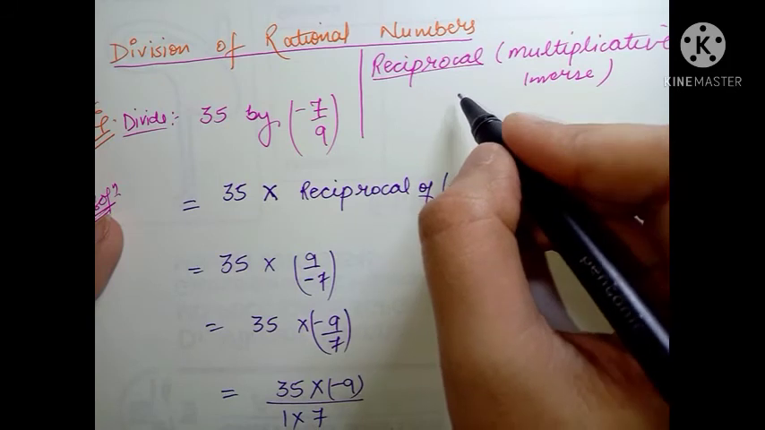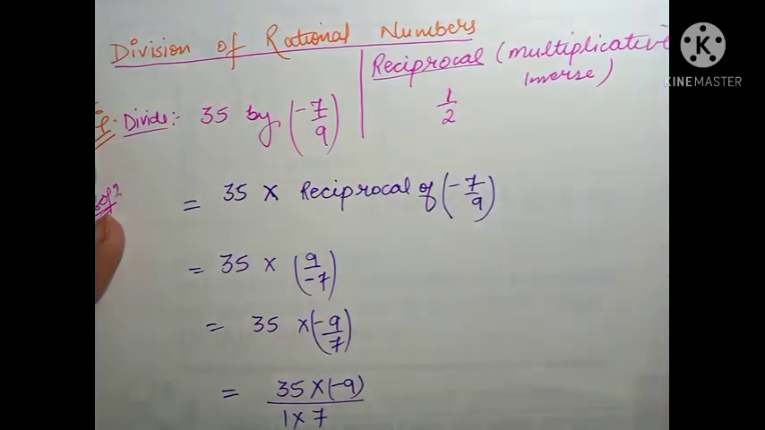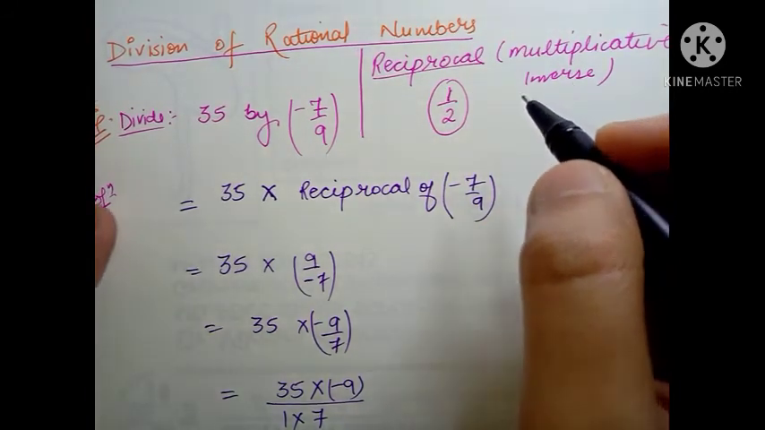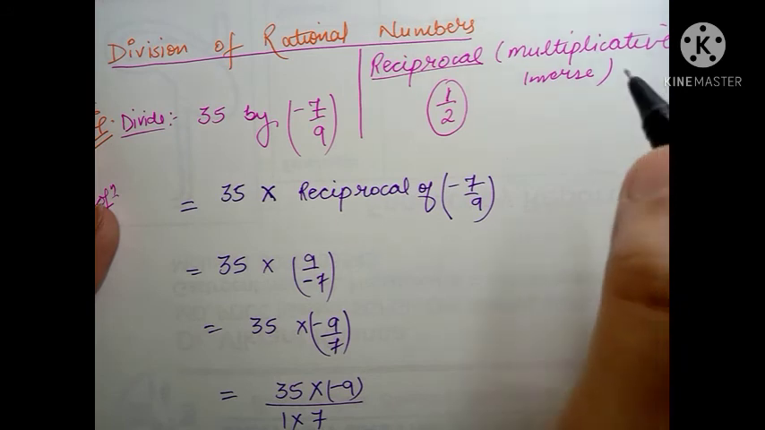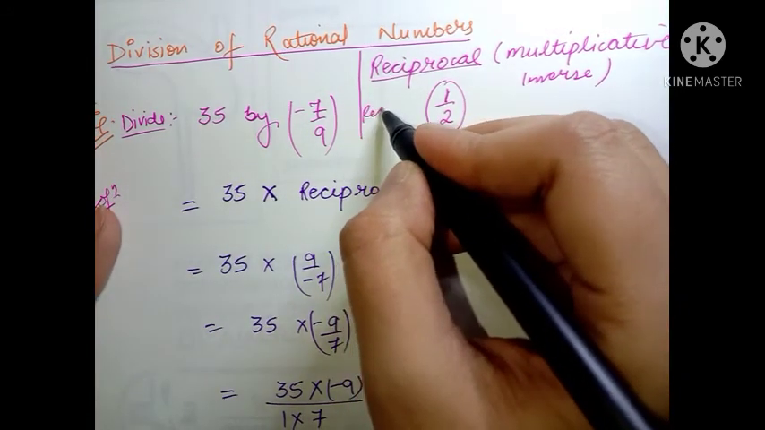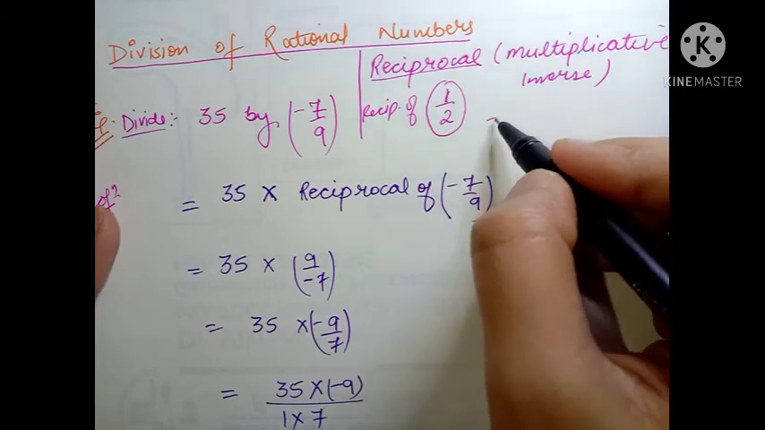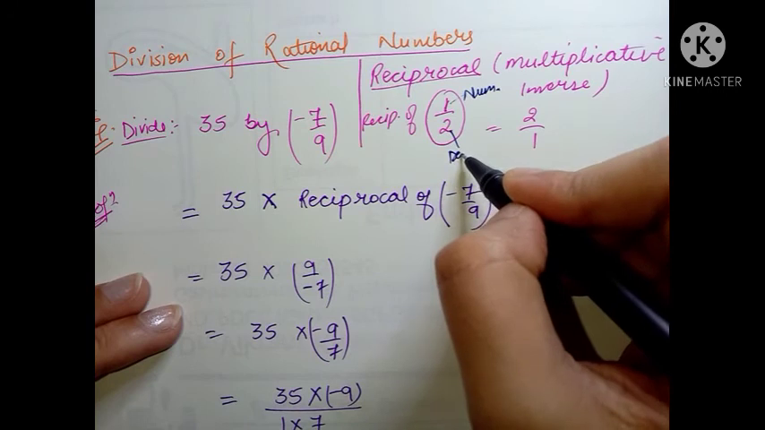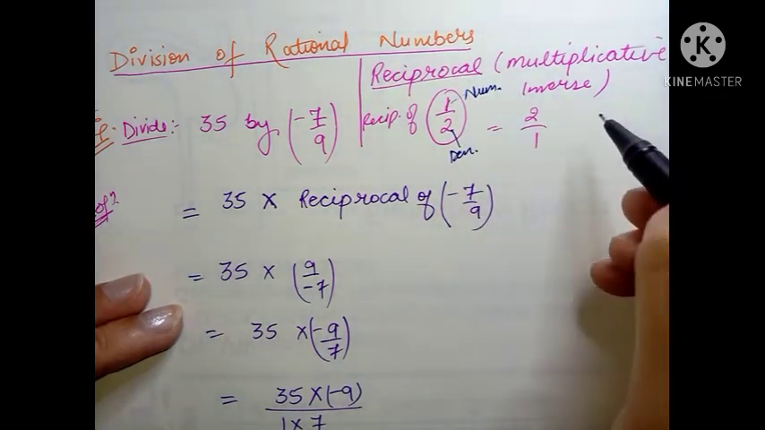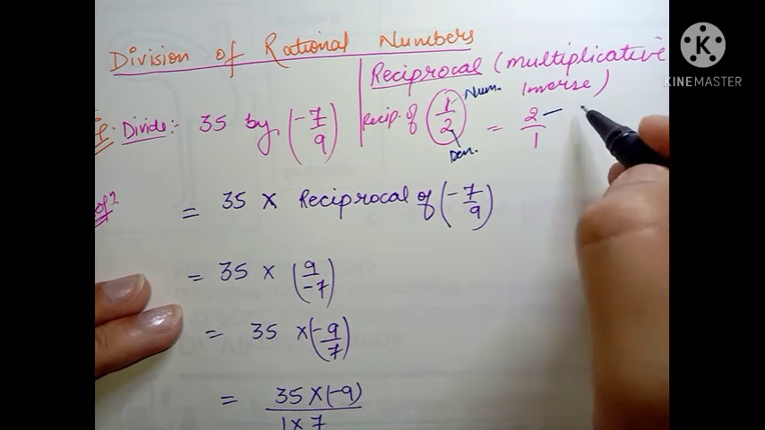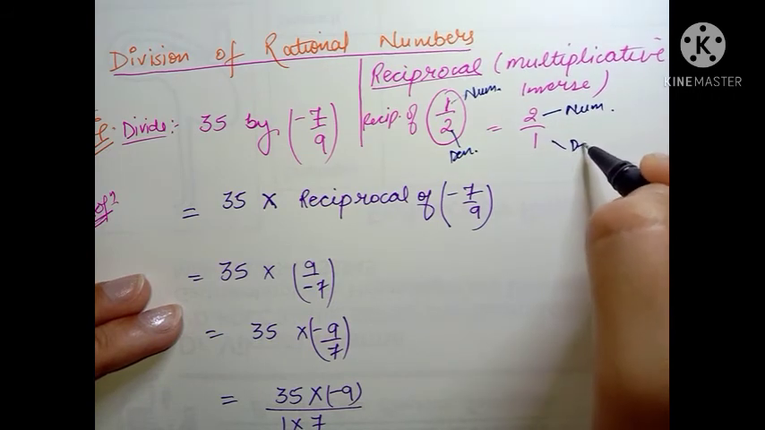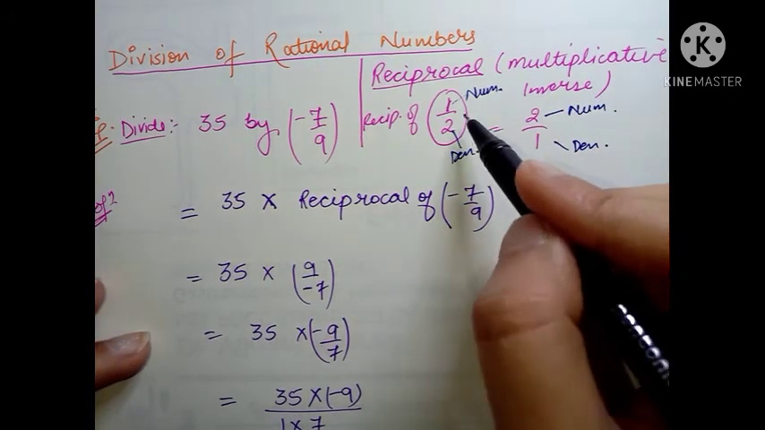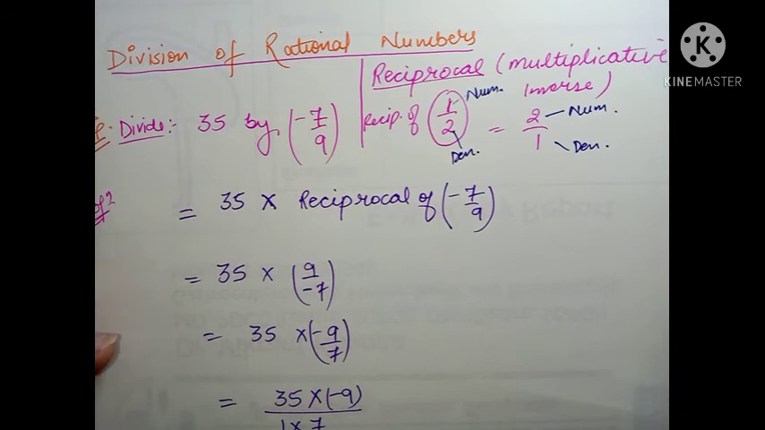Suppose 1 upon 2 is written in front of you, and someone asks you to write its reciprocal. You simply exchange the numerator with the denominator. That's all you do to write its reciprocal. So the reciprocal of 1 upon 2 will be 2 upon 1. Here the numerator was 1 and the denominator was 2. When you write the reciprocal, the numerator becomes 2 and the denominator becomes 1. So you basically exchange the numerator with the denominator, that's it.